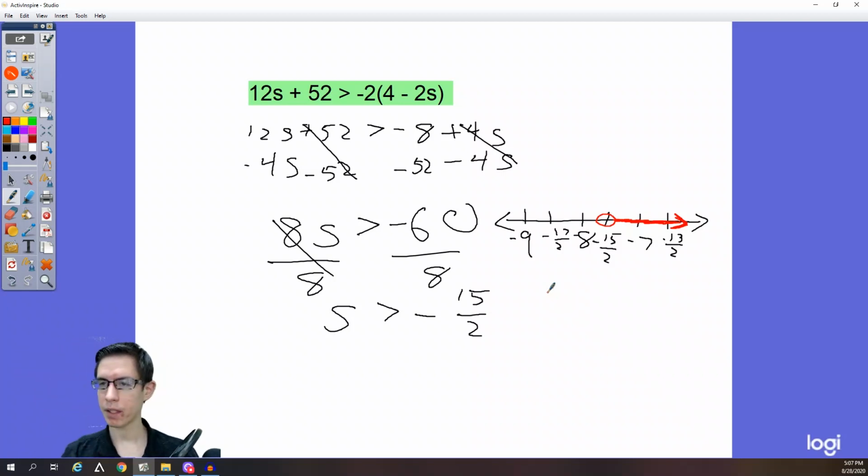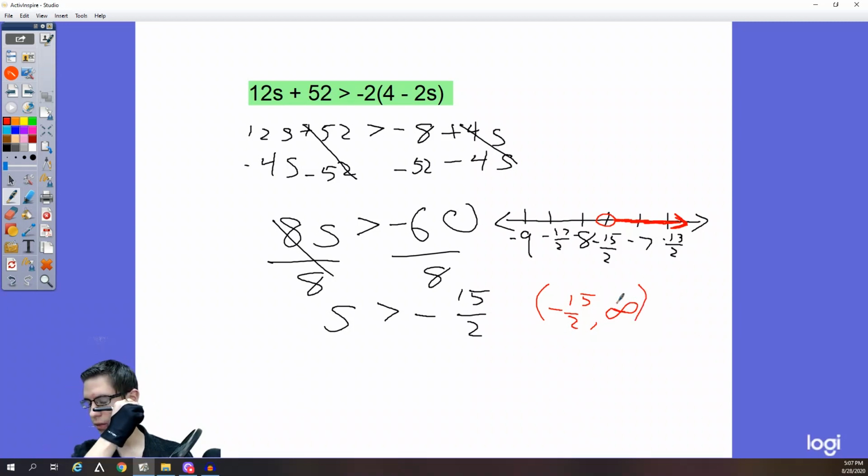Oh, wait, sorry. Before I wrap things up, one more quick little thing. We've got to get that interval notation, and this time, again, it's pretty straightforward. Negative 15 halves, comma, positive infinity. And because it's not equal to, we've got to put an open parenthesis, right? And then a closed parenthesis, because we always put parentheses on infinity. We never put brackets there. Okay, that's everything. That's the answer. We've got our arrow pointed, and we've got our interval notation done.